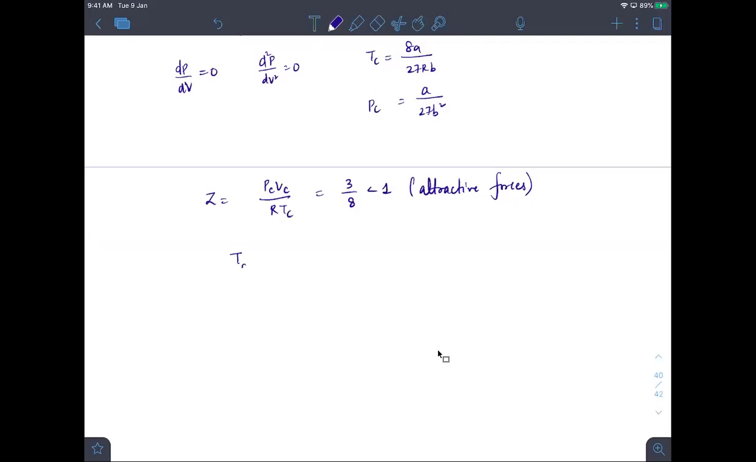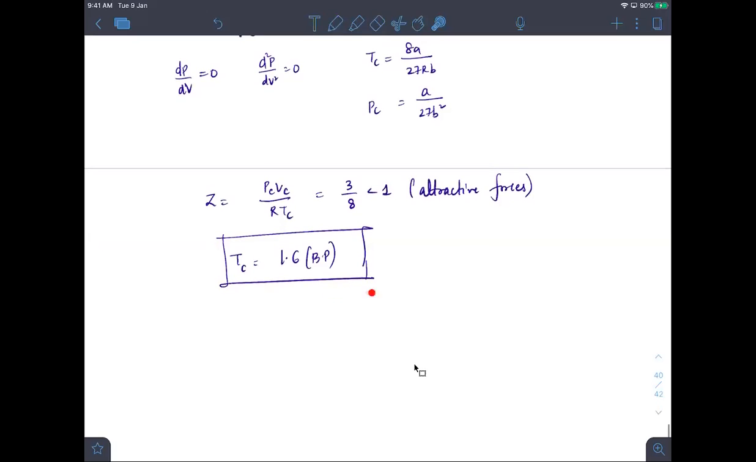And critical temperature will always be approximately 1.6 times its normal boiling temperature. This is BP, boiling point. So for any gas, you can always relate. In case you want to check what its critical temperature is, approximately 1.6 times its normal boiling point will be its TC. This is empirically derived, so there is no mathematical derivation for it. You just have to remember it.